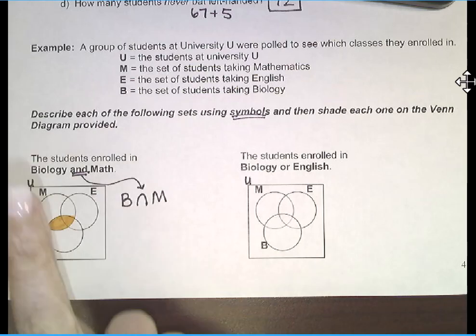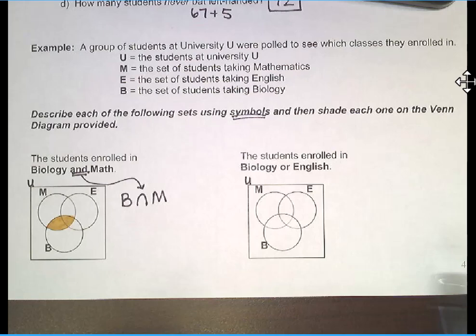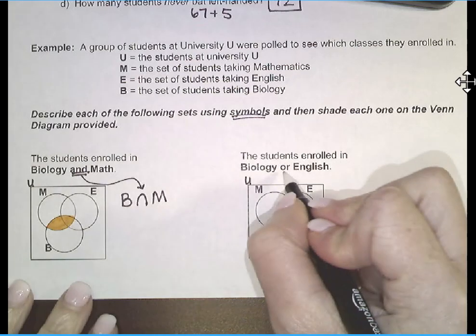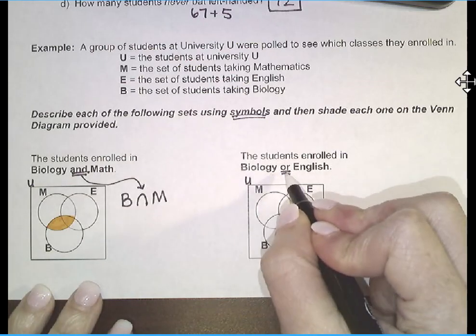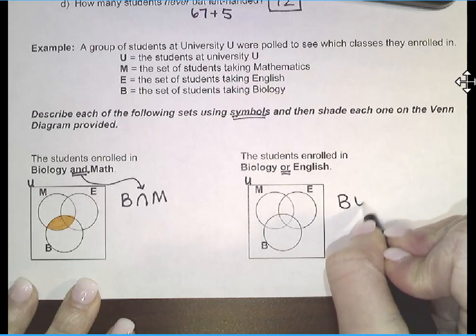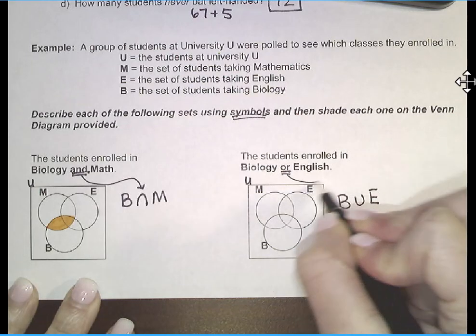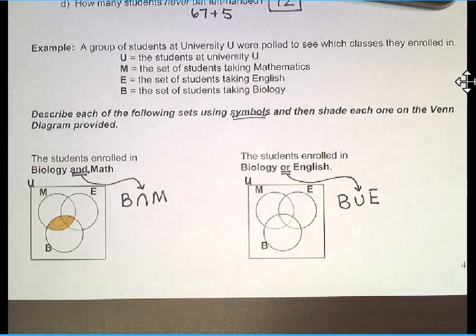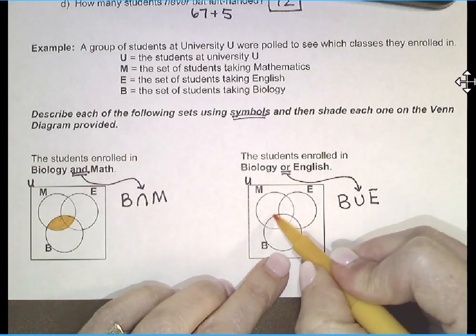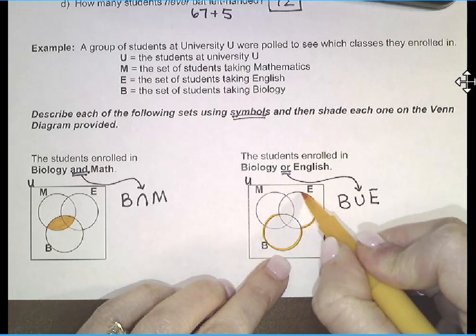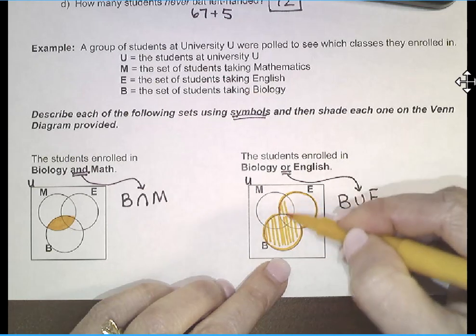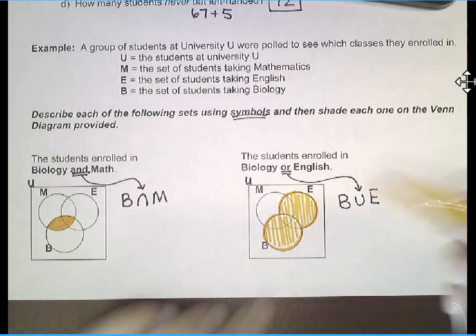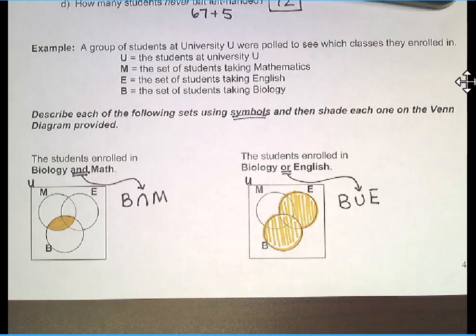So "and" is intersection. Now we want to look at the set of students enrolled in biology or English. Now, "or" means one or the other or both. That means union. So biology or English. That "or" translates to a union. And biology unioned with English should look like both circles together. And all of these students are the students that are taking either biology or English. Some of them are taking both, but biology or English. It's a union, it's two circles. That's what it should look like.